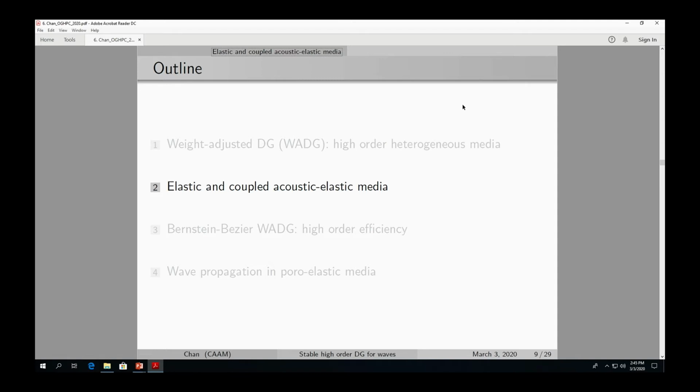And then we started to explore what this could actually buy us in terms of improved performance for different methods. So we started looking at elastic and then coupled acoustic-elastic media.